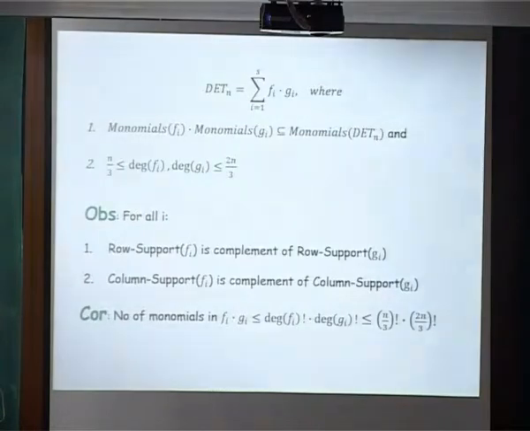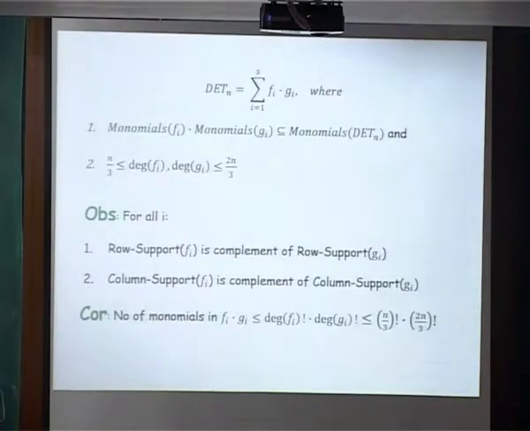For each of these Fi's and Gi's, let me make the following notation, row support. Our determinant is the determinant of a formal matrix with n squared variables, an n cross n matrix. Now Fi will have some subset of variables, and we collect together all the row indices of the variables that occur in Fi. Call that the row support of Fi: all the rows in the matrix that Fi touches. And similarly for Gi.